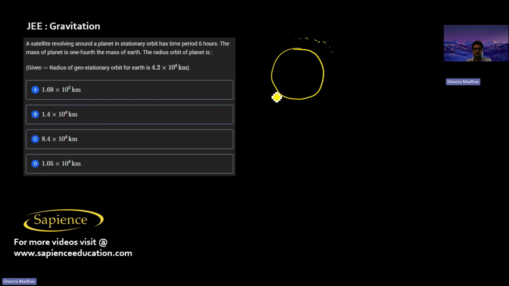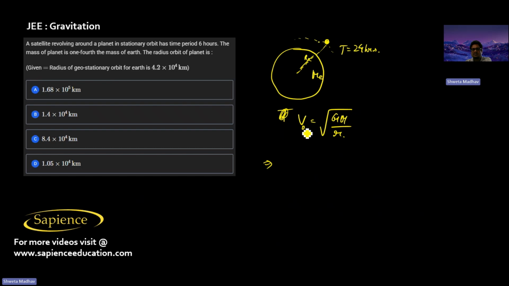So now, for the geostationary orbit, the time period should be equal to the time period of revolution. So the time period is 24 hours, and M is the mass of Earth, R e is the radius of Earth. So for that satellite, T square is proportional to r cube. Now we can say that the orbital velocity is equal to root G M by r.